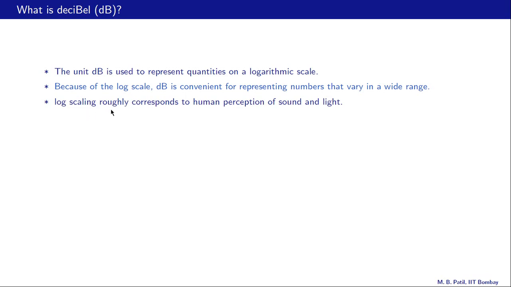Also, log scaling roughly corresponds to human perception of sound and light. We respond to sound or light intensities varying over a wide range. And the dB unit makes things very convenient because it uses a logarithmic scale, and that allows multiply and divide operations to be replaced by plus and minus, which is much simpler.